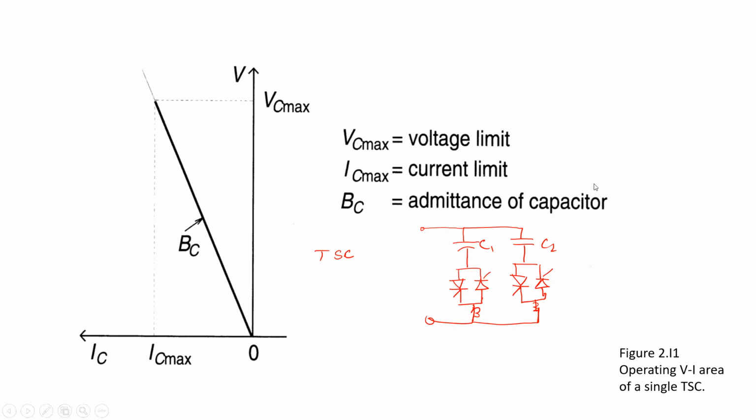So in the next time we will see the fixed capacitor and thyristor controlled reactor. It means that one fixed capacitor is there, and we are controlling the effective value of compensation, the effective value of VAR generation, by controlling the reactor value.